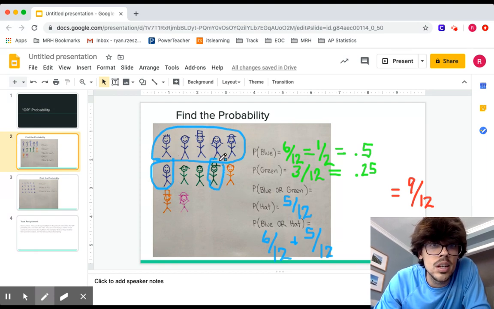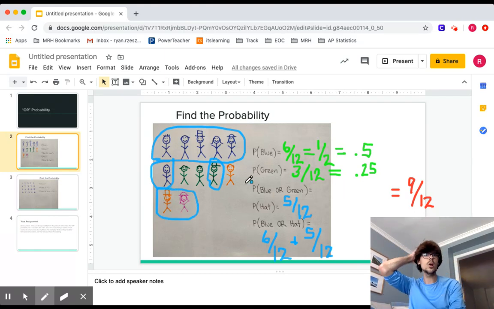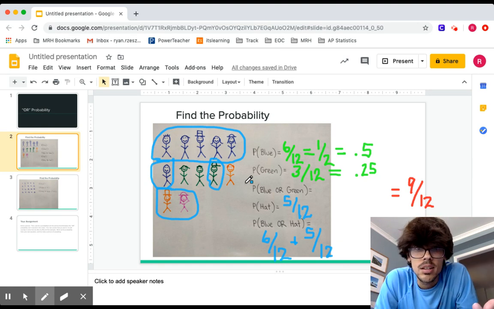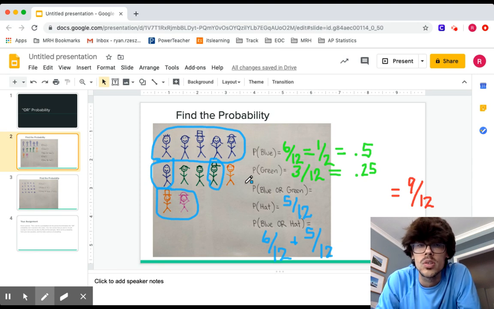That's 7. This hat and hat, 8 and 9. The 3 people right here that aren't circled don't qualify. So I should have been able to just add the probabilities together, like the last one, blue or green, but it didn't work. It's not 11 out of 12.